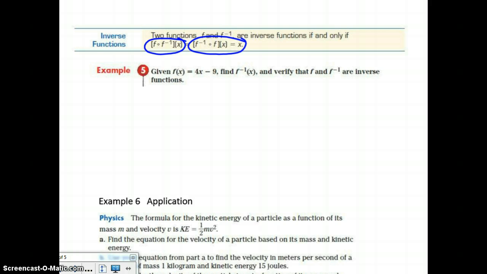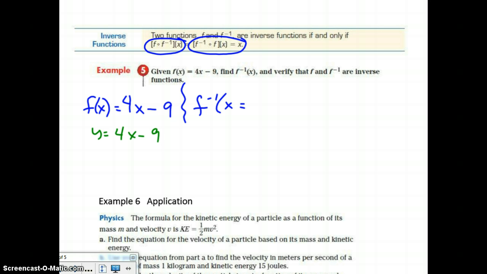So I take my function, I have f of x equals 4x minus 9, and I need to find out what the inverse of that is. I'm going to do our little trick here. y equals 4x minus 9. We're going to swap the x and y so that I get x equals 4y minus 9, and then we want to solve for y.